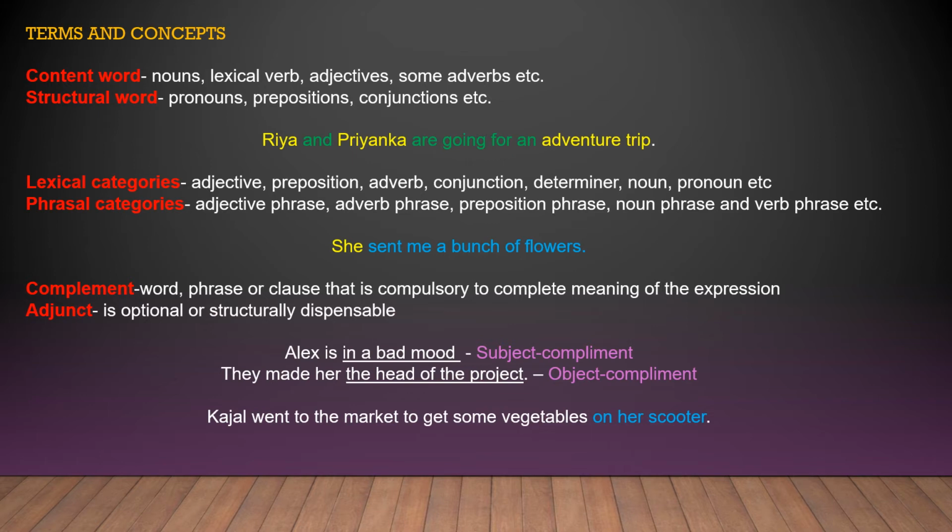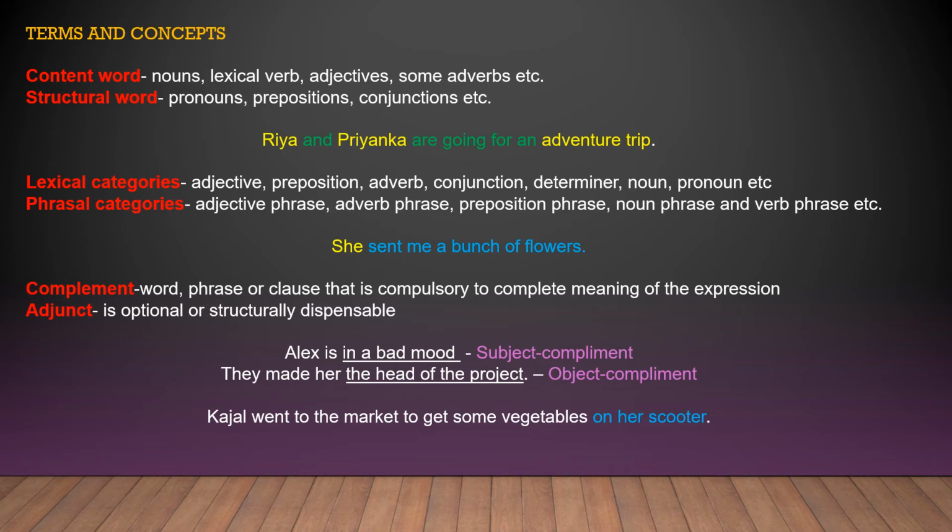But an adjunct is optional or structurally dispensable. That means even if you remove the adjunct, it will not affect the basic meaning of the sentence or the expression. Okay, so complement is important, adjunct is optional. Adjuncts are also known as adverbials. So let's see these examples here.